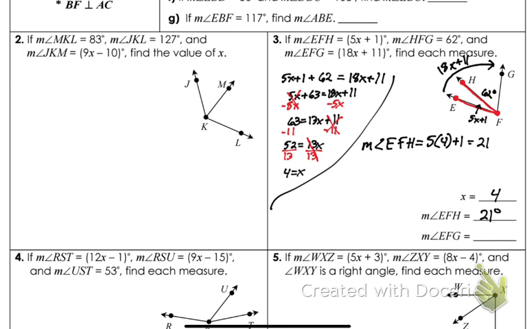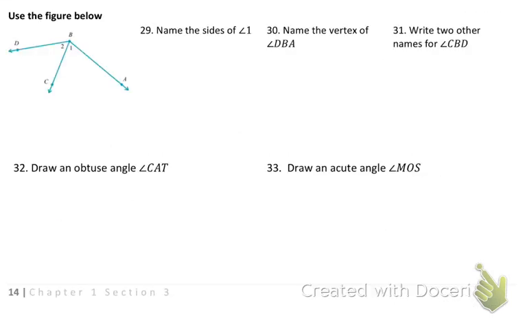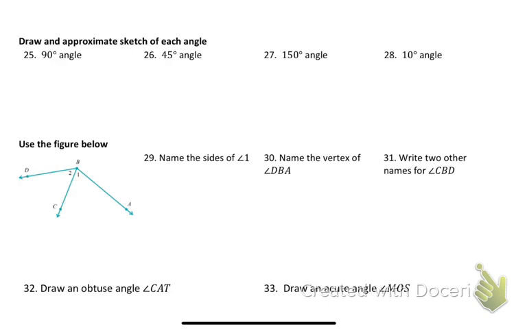And then the other question I had was 31, and then we'll go over your guys' questions. As many as we can do. We might not have all the time in the world. So it says, write 2 other names for angle CBD. So if we look at CBD, CBD is this angle here. I'm sorry, CBD is this angle here. I pointed to the wrong one.